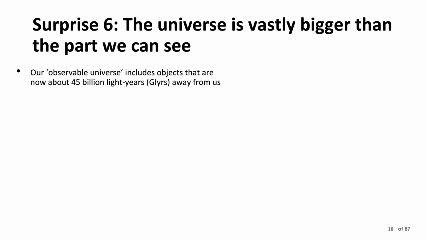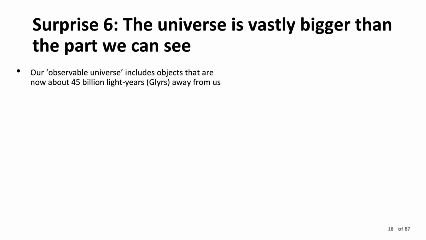Let's talk about the size of the universe. One of the things we know is that the most distant objects in our observable universe are about 45 billion light years away from us, in spite of the fact that the universe is less than 13 or 14 billion years old, because the expansion of the universe has carried objects away from us at speeds greater than the speed of light. And we'll explain how that can happen.